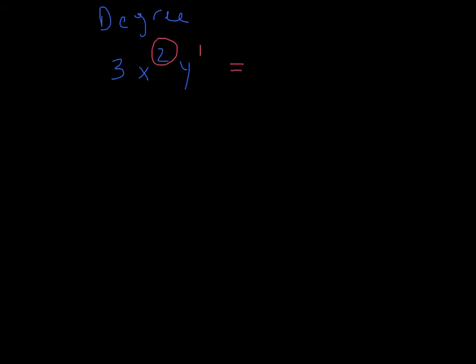So the degree of this term right here would be a 3. So the term's degree is 3. Okay, and then it talks about the degree of the polynomial. If you had a whole polynomial, whichever term has the highest degree is going to be the degree of the whole polynomial.